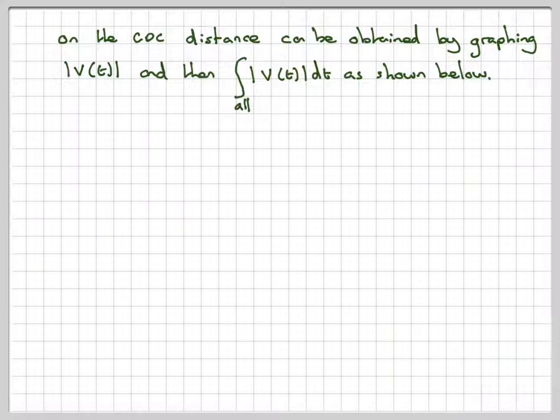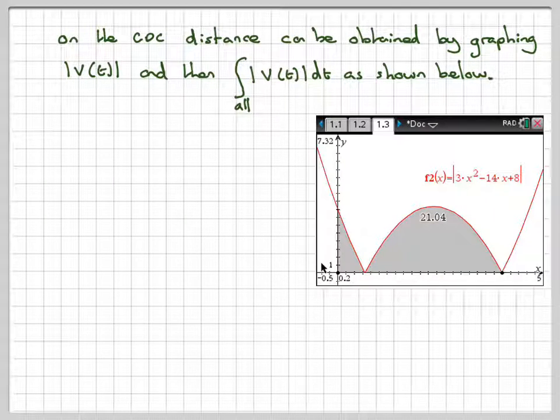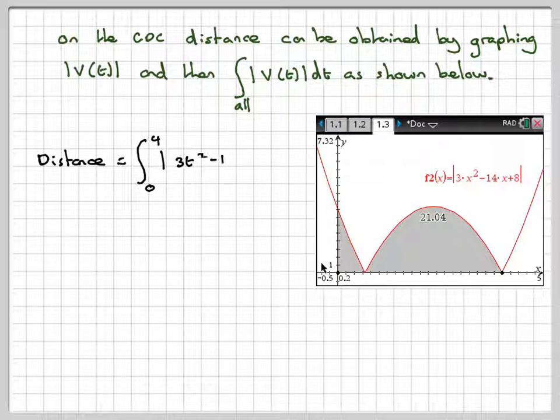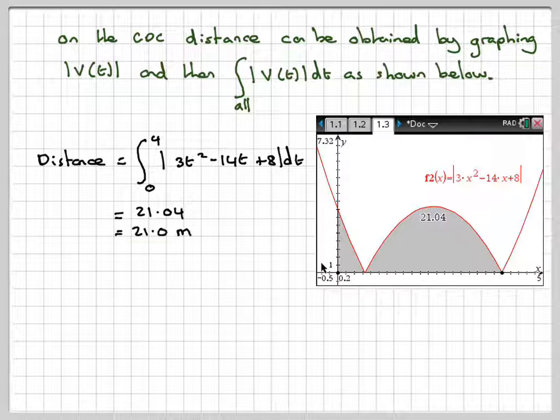Okay, so if we're doing it that way, we need to set up the integral properly. So distance will be from 0 to 4 of the absolute value of 3t squared minus 14t minus 8 dt. That saves you having to work that one out separately and that one out separately if you draw the absolute value function. Maybe you draw that on your exam script. Okay, so that's going to give me 21.04 to 3 significant figures. That will be 21.0 meters. That's the numerical way there.